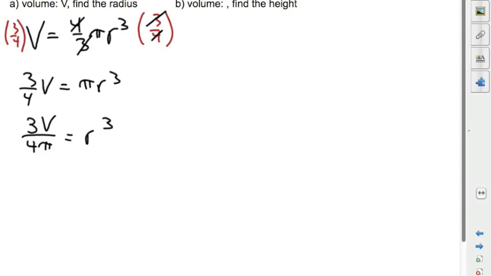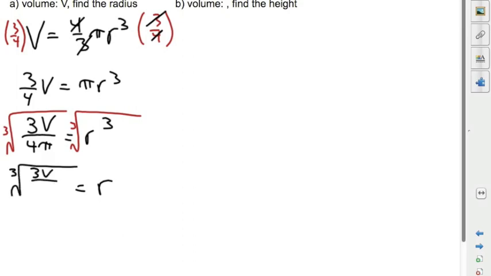So now that we've got r cubed by itself, we use the cube root. What that looks like is the same symbol as the square root, but with the 3 in here. That's on the calculator. I'll show you how to use it in a second. So what we get is r is equal to the cube root of 3V over 4 pi.